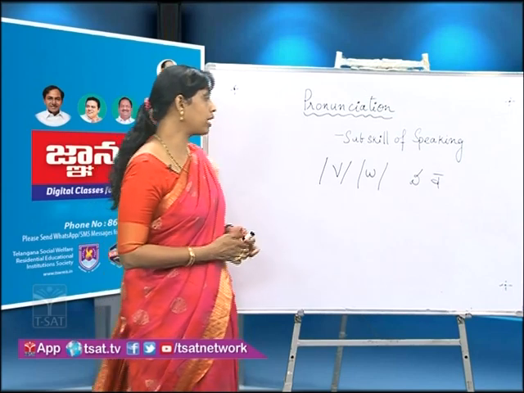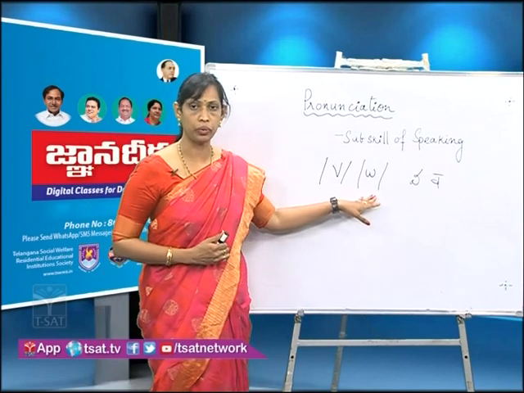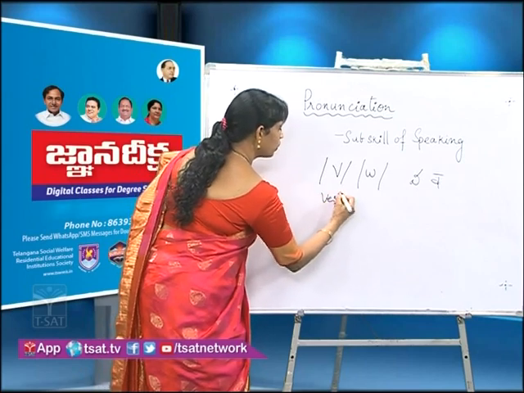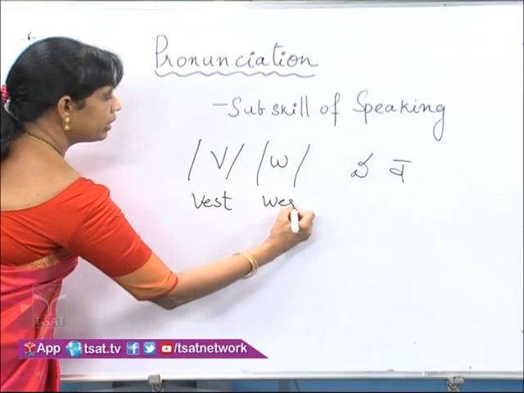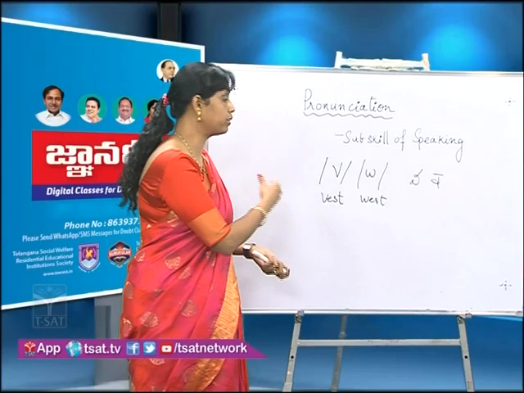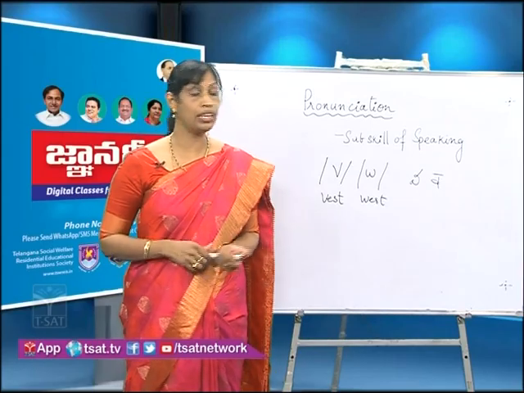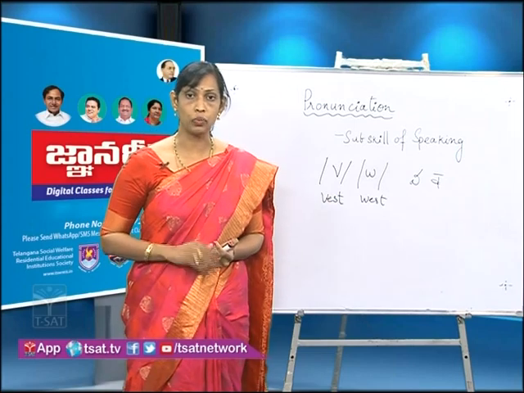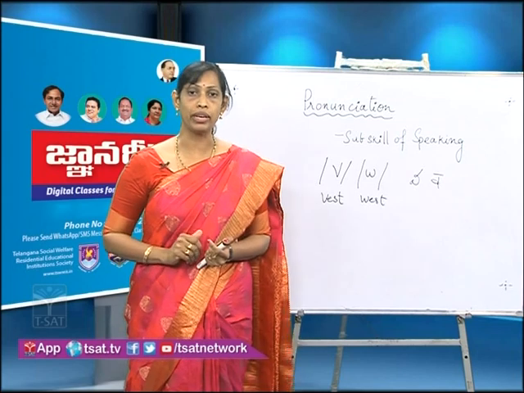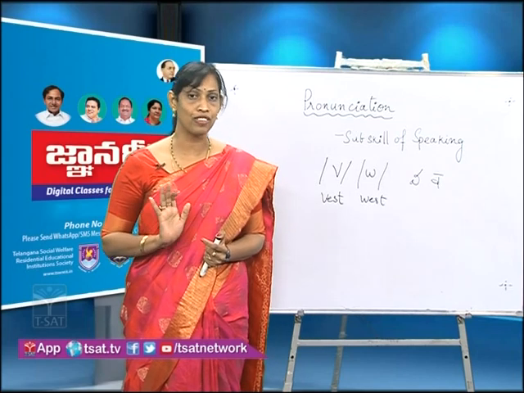Here the lips are rounded, and if you want to read these words, you have to definitely make a difference, because you have to say it as vest and this one as west with the rounding of your lips. And when you say woman, you have to say woman and not voman, right?